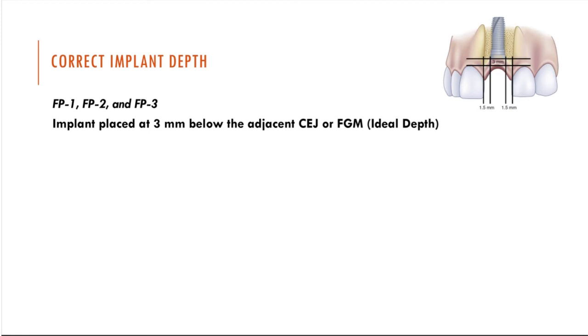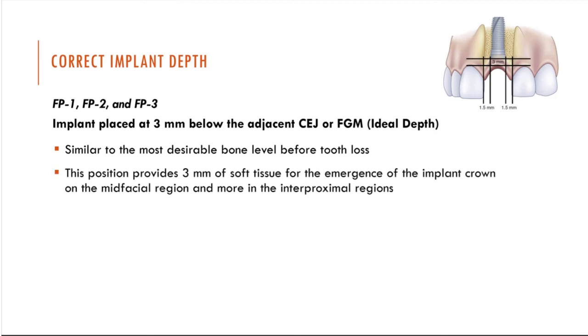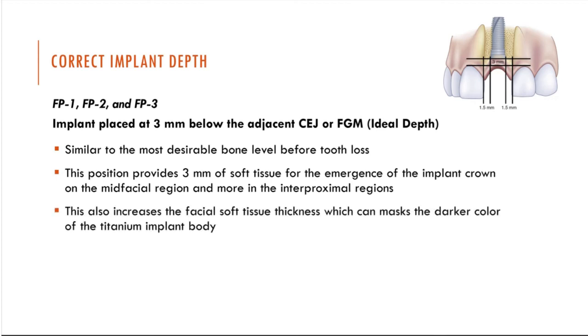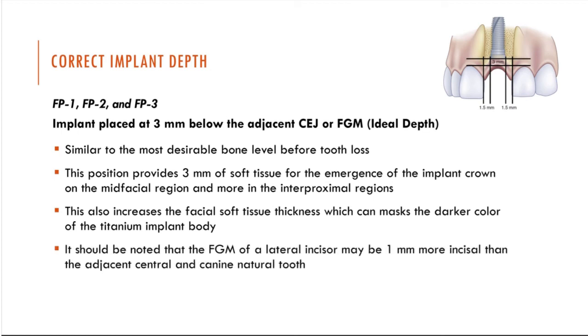For the implant placed at 3 mm below the adjacent CEJ or FGM, this condition is the ideal depth because it is similar to the most desirable bone level before tooth loss, and these positions provide 3 mm of soft tissue for the emergence of the implant crowns on the mid-facial regions and more in the interproximal regions. This also increases the facial soft tissue thickness, which can mask the darker color of the titanium implant body. And it should be noted that the FGM of the lateral incisors may be 1 mm more incisal than the adjacent central and canine natural teeth.